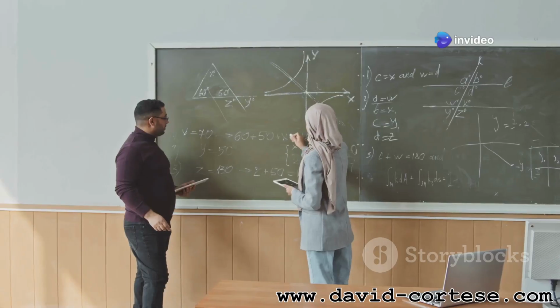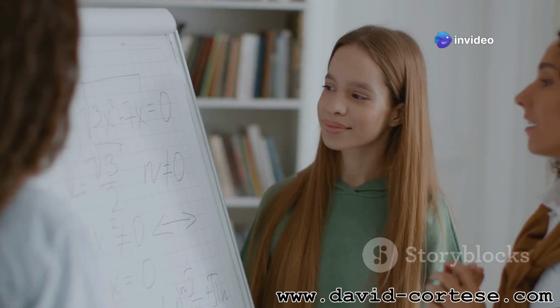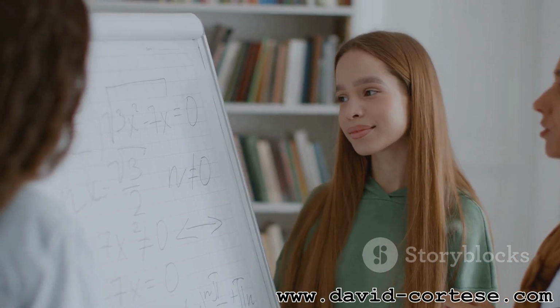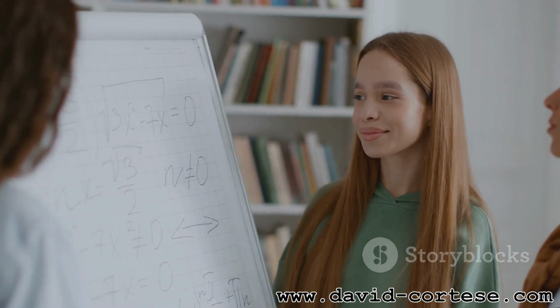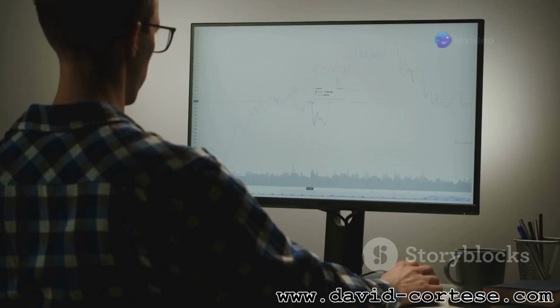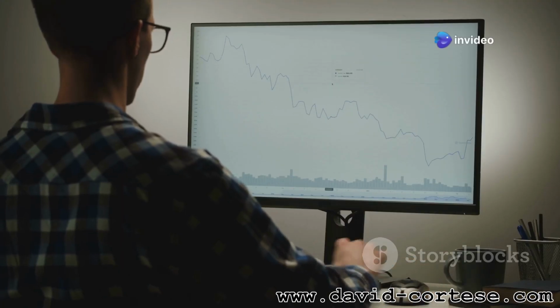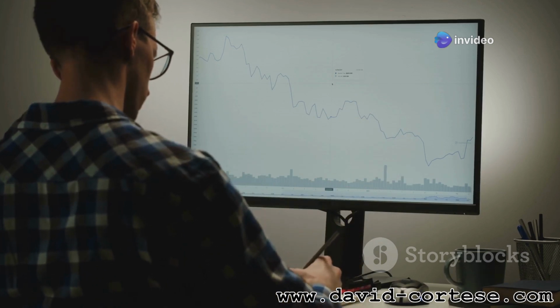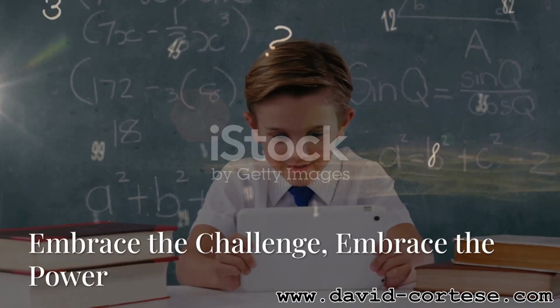But it's not just about future careers. Algebra also helps you develop critical thinking, problem solving, and logical reasoning skills that are valuable in all aspects of life. From making informed decisions to understanding complex issues, algebra equips you with the tools you need to navigate the world around you.